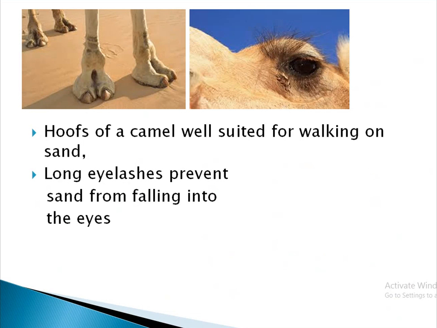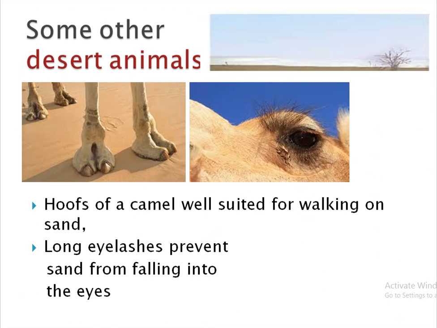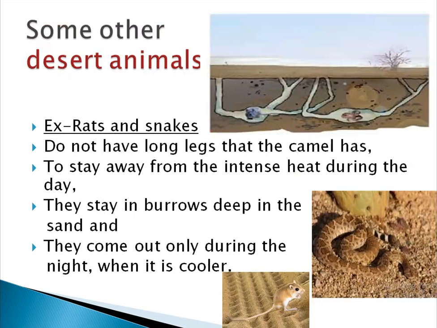In the desert, some other animals are also found, like rats and snakes. We will study them. They do not have long legs like the camel has. To stay away from the intense heat during the day, they stay in burrows deep in the sand and they come out only during the night when it is cooler. Dear students, you can see in the upper diagram what kind of burrows there are and in what way they protect their body.